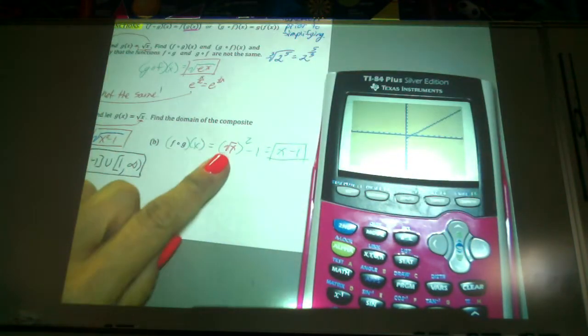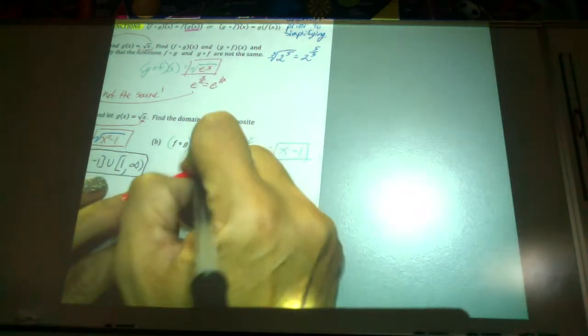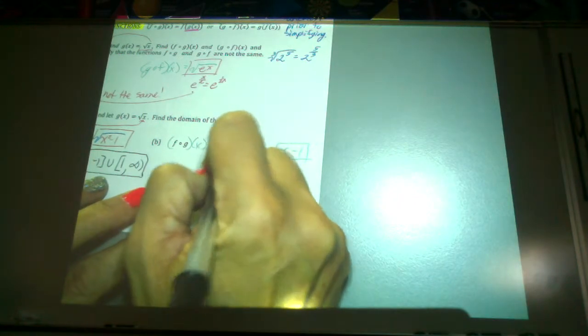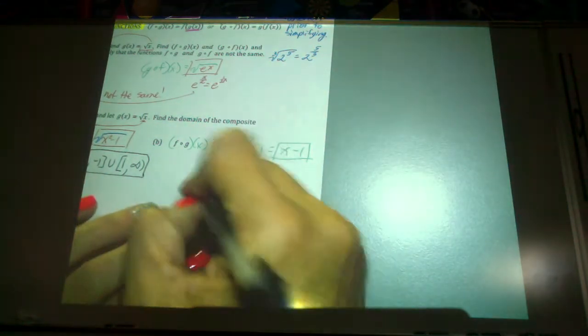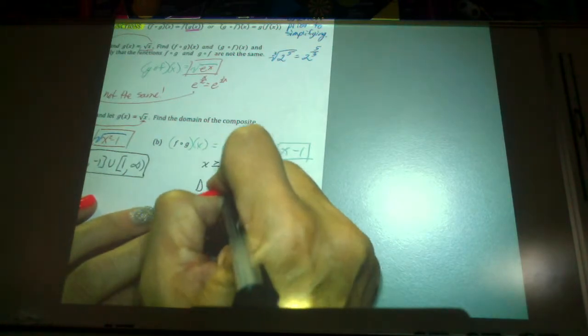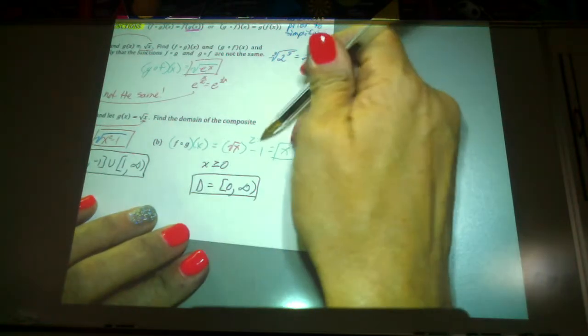The only thing that's restricted here is this square root of x. So to get your domain, you just take the x and set it greater than or equal to 0. That's where the restriction comes from. And so your domain is including 0 to positive infinity, because the 1 here has nothing to do with it.